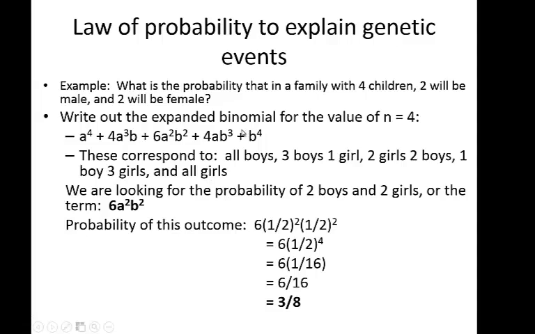In this case, we want to know the probability of 2 boys and 2 girls, so the term is 6a^2b^2. Putting in the chance of having a boy as 1 in 2, or 1/2, and the chance of having a girl as 1 in 2, or 1/2, it would be 6 times (1/2)^2 times (1/2)^2. You could combine those terms: 6 times (1/2)^4, or 6 times 1 in 16. This gives you 6 out of 16, or you could simplify it to a 3 out of 8 chance of this happening.